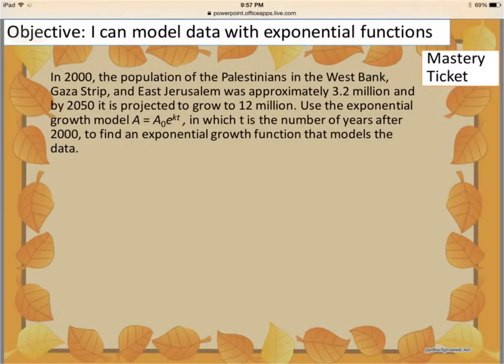This is going to be your mastery ticket. Take a second, read it over.